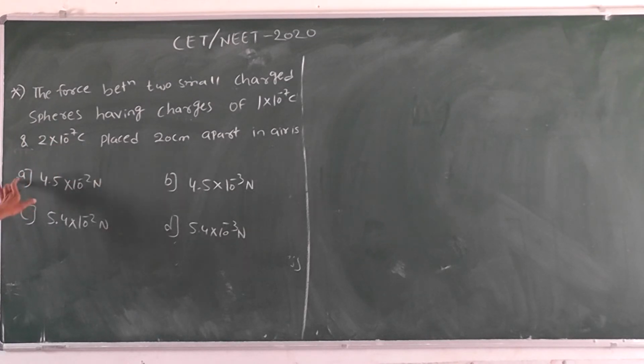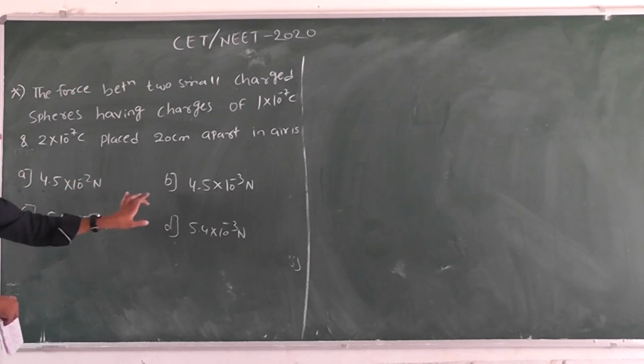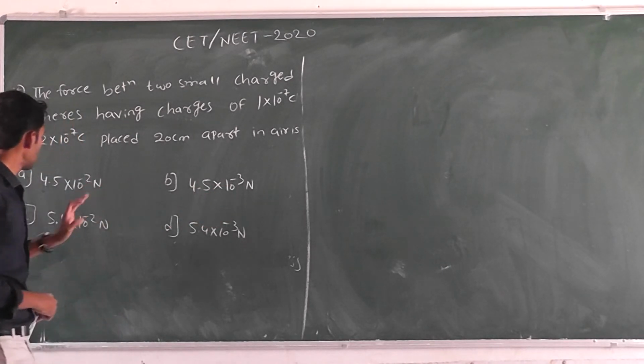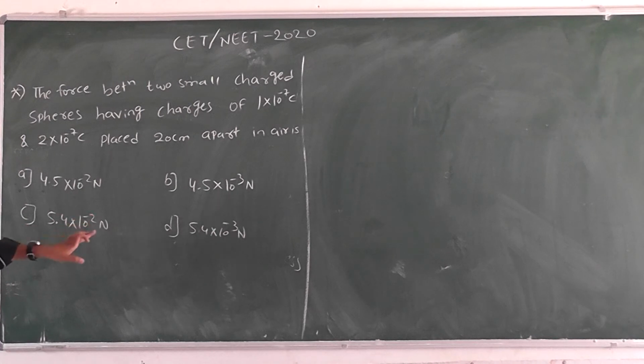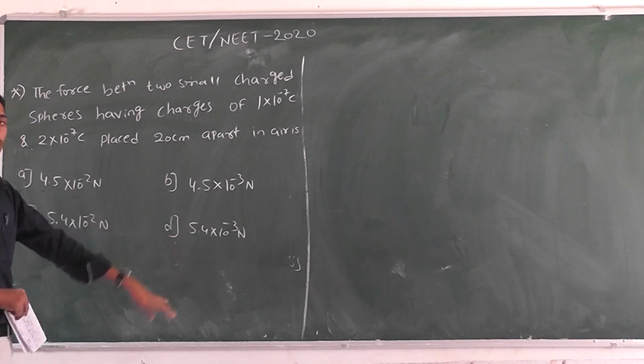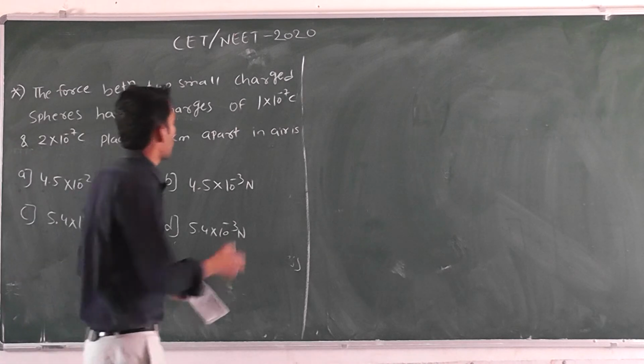Four options are there: A, 4.5 into 10 to the power of minus 2 Newton; B, 4.5 into 10 to the power of minus 3 Newton; C, 5.4 into 10 to the power of minus 2 Newton; D, 5.4 into 10 to the power of minus 3 Newton. Okay, this is a formula based question.